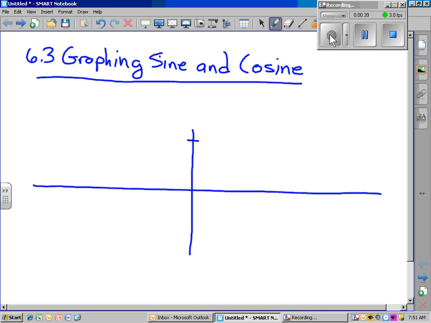Our highest point is going to be 1. Our lowest point is going to be -1. Mark out a half and a quarter. And we're going to make 8 tick marks. 1, 2. Those are going to represent our 45s.